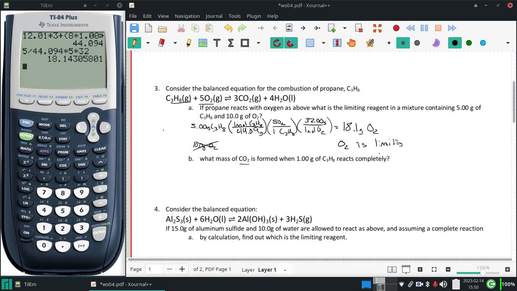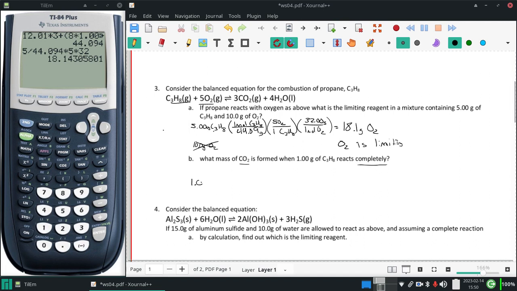Now, if, for instance, it asks for the actual yield of, like, CO2 produced, we would actually have to use the 10 grams of oxygen to calculate that, because it is our limiting reagent. But in this case, it didn't ever even do anything with the 10 grams, because it only asked me to calculate the limiting reagent. Alright, B wants us to know the mass of CO2 formed if 1 gram of C3H8 reacts completely. Now, by saying reacts completely, they're saying we're assuming there's plenty of O2 in this case.